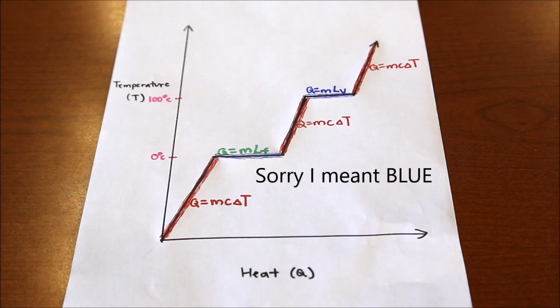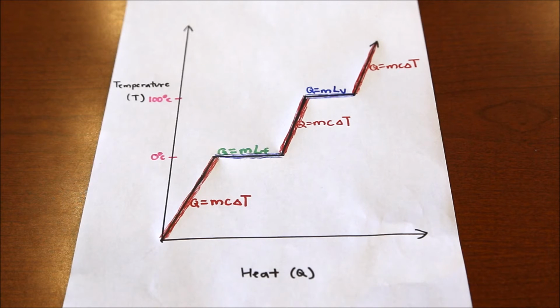Notice how the red lines halt for a period of time. That's because it takes more time to heat to vaporize or melt than to heat up water. This is supported in our equation because there's no delta T, meaning that during the phase change, the temperature stays the same. Now knowing this, let's answer the second question from earlier.